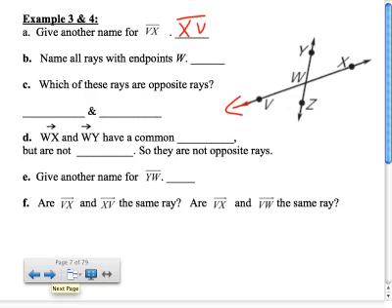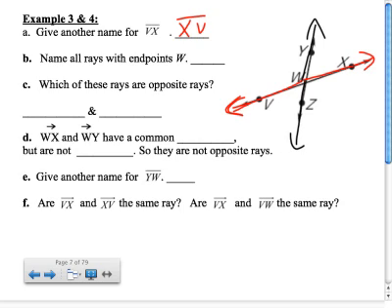Which of these rays are opposite? Well, clearly WZ and WY are opposite, and then WV and WX are opposite rays. It says WX and WY have a common blank. WX and WY have a common endpoint, but are not opposite rays. They do not form a straight angle. So they are not opposite rays.